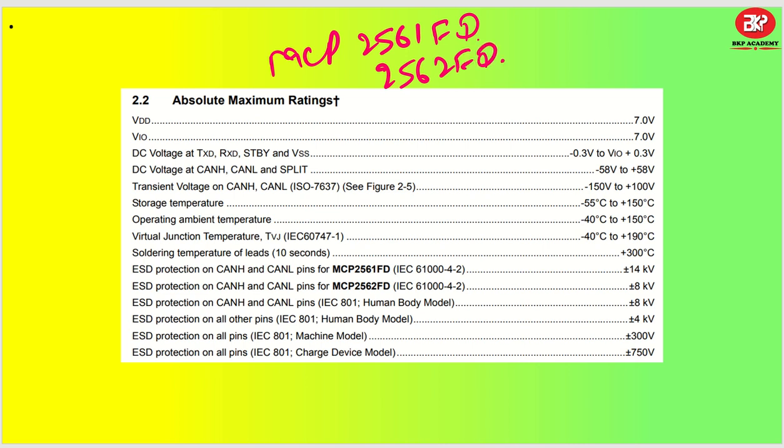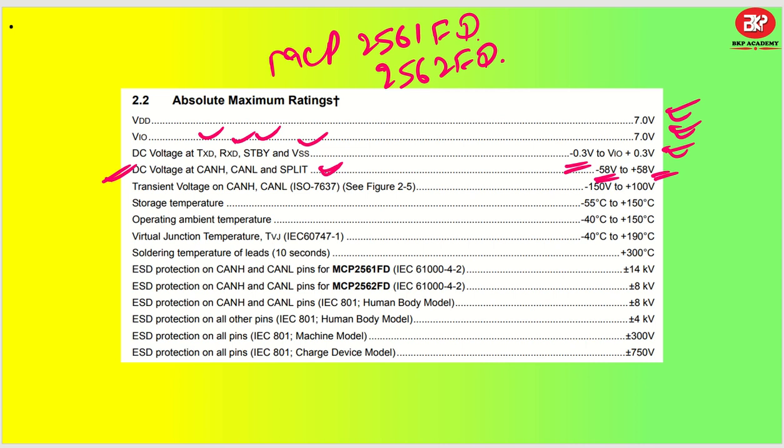So you can see the VDD pin can take up to plus 7 volt, and this VIO also is capable of plus 7 volt. It won't damage. Then we have TXD, RXD, standby and VSS pins: minus 0.3 volt to VIO plus 0.3 volt. Okay. Then DC voltage at CAN high, CAN low and split pin will be minus 58 to plus 58. So this is much more capable compared to MCP2551, which we had seen in our last session.